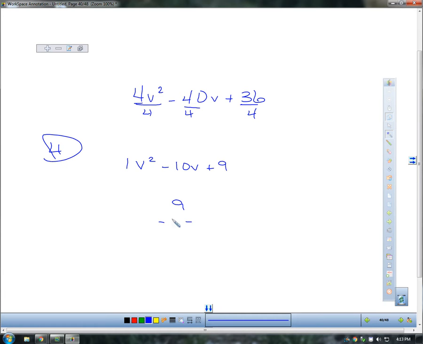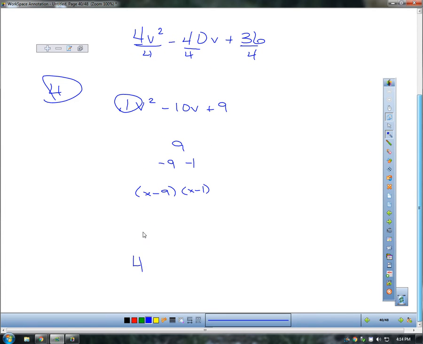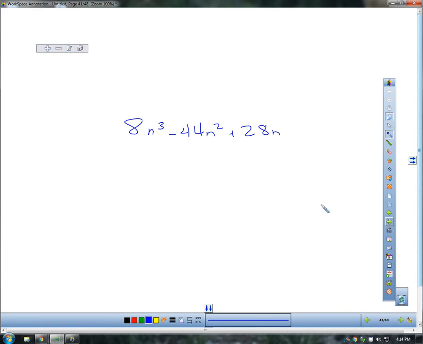What two numbers multiply to be 9? Well, 9 and 1. Negative 9 minus 1 is negative 10. So I have b minus 9 and b minus 1. Well, since this has a coefficient of 1, I'm done. So I bring these down here. B minus 9, b minus 1. Alright, I've got one more to do.